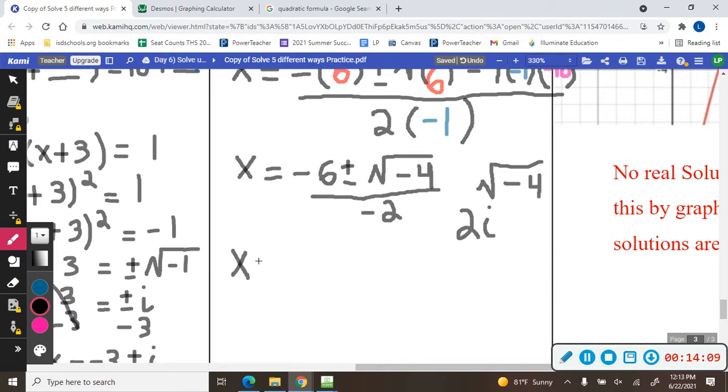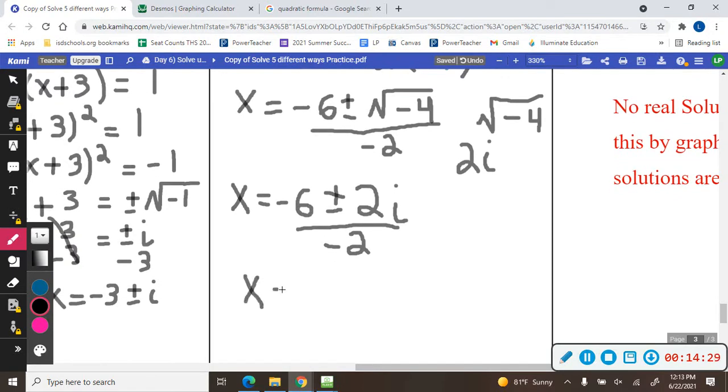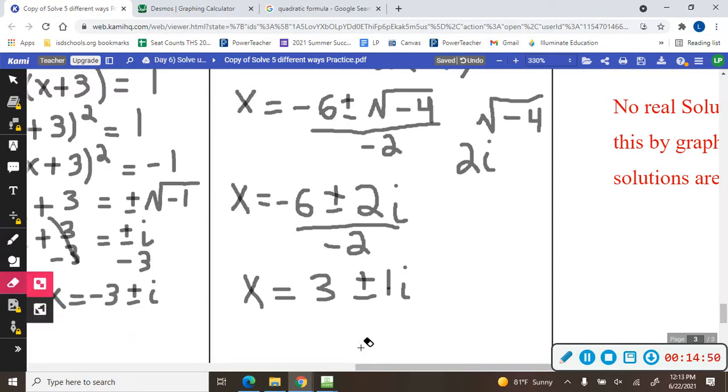So now I get x equals -6 plus or minus 2i divided by -2. I can divide all three of these by -2, and I get x equals 3 plus or minus 1i divided by -2 would be divided by 1. And notice I got the same answer both ways, because really you don't need to divide by 1. You could just get rid of that.